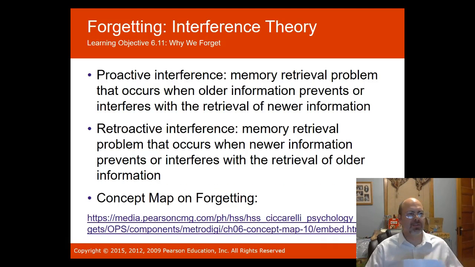Next is interference theory. In other words, we have trouble remembering because other information is interfering. For instance, proactive interference is a memory retrieval problem that occurs when older information prevents the retrieval of newer information. Let's say you get a new cell phone and you're used to using a cell phone with buttons, and now you're using a cell phone with, what's that called, a slide thing, I don't know.